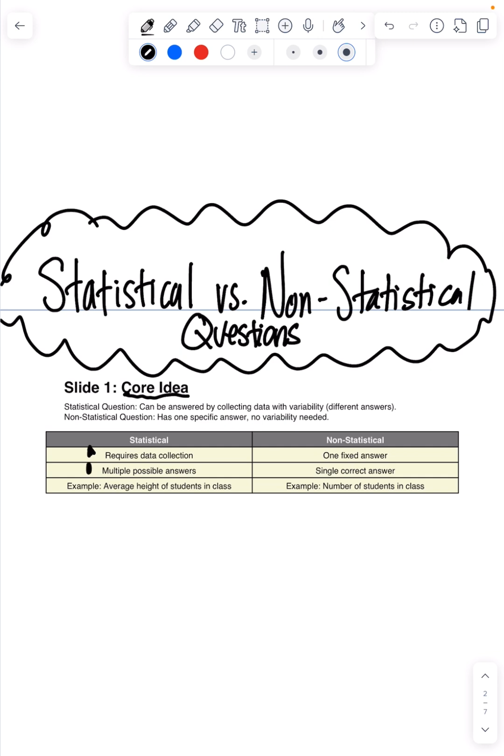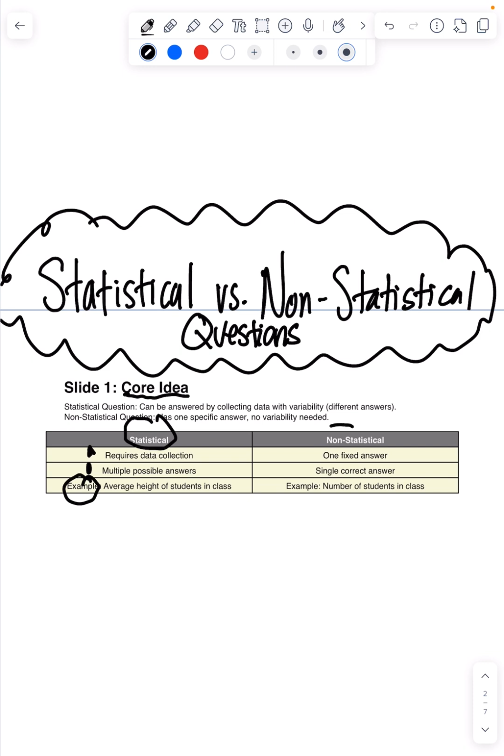Oftentimes, though, they will yield multiple answers, right? So one example of a statistical question would be the average height of students in a class. The reason it's a statistical question is that we would have to ask every single student in the class what their height is. More often than not, people would have different heights, and in the end, we would have to take into account all of the heights and take the average in order to find the answer to that question.